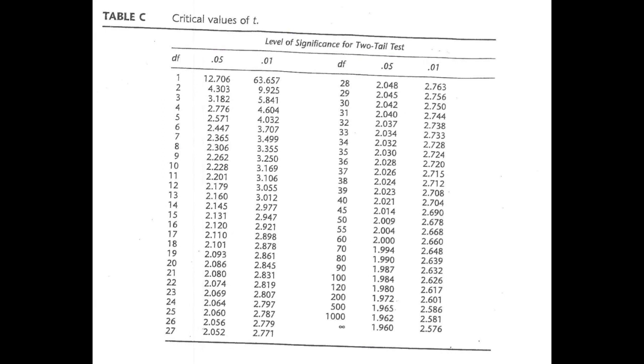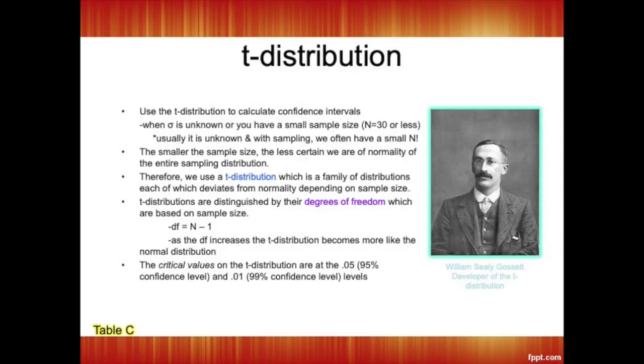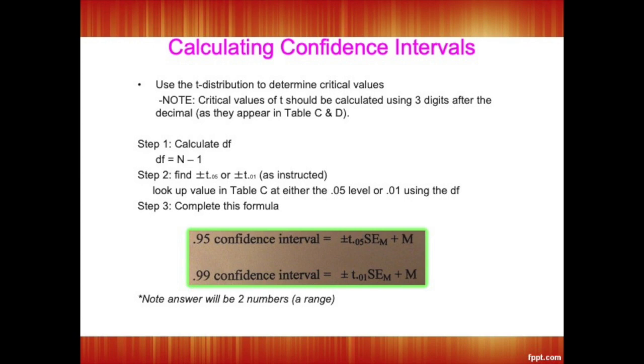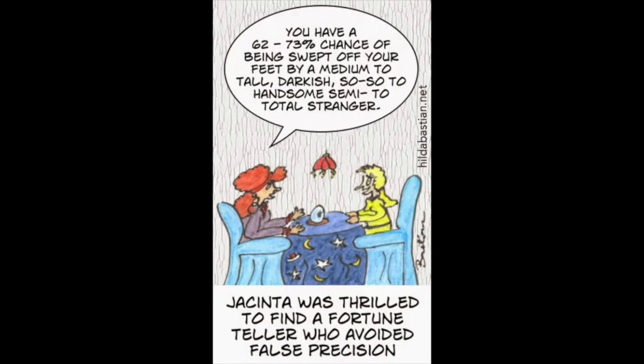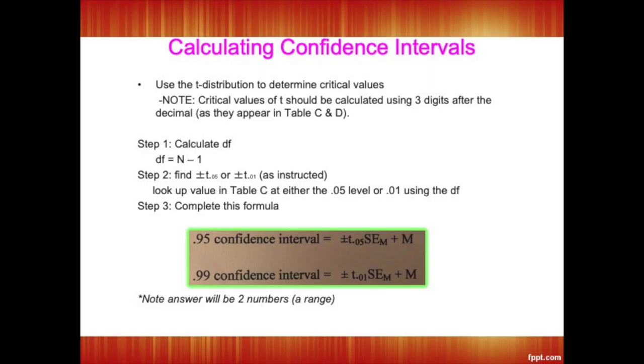Fun fact, this guy on your screen is William Sealy Gosset, and he is the developer of this t-distribution. So we're going to use old Bill's t-distribution to determine our critical values. The reason we need critical values is to calculate these confidence intervals that will allow us to estimate the population mean with either 95 or 99% confidence. Something to note is that critical values of t should be calculated using 3 digits after the decimal, because that is how they appear in table C and D.